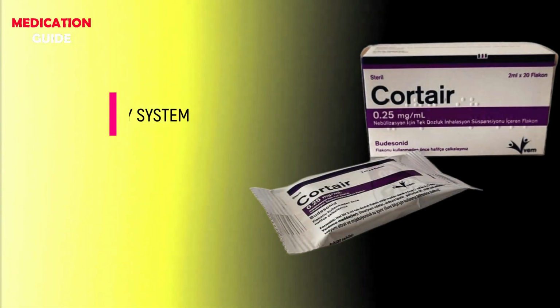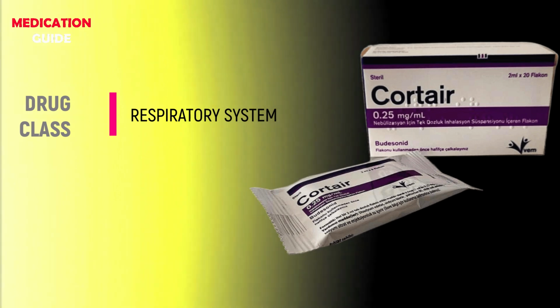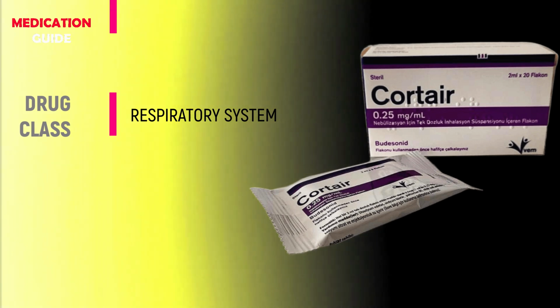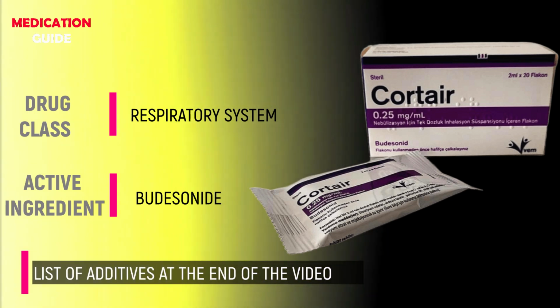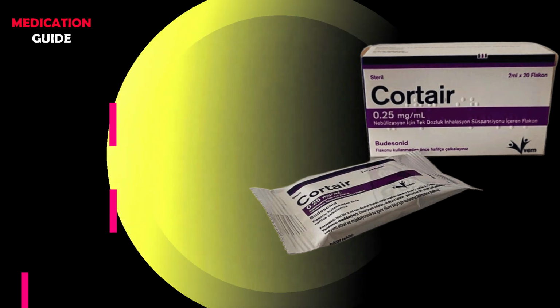CORTAIR belongs to the group of respiratory system medications and is supplied in cardboard packages containing 20 single-dose vials. Each vial contains 2 milliliters of a whitish suspension and is intended for single use only. The active ingredient of the medicine is budesonide. You can find the list of excipients contained in the medicine in the final part of the video.